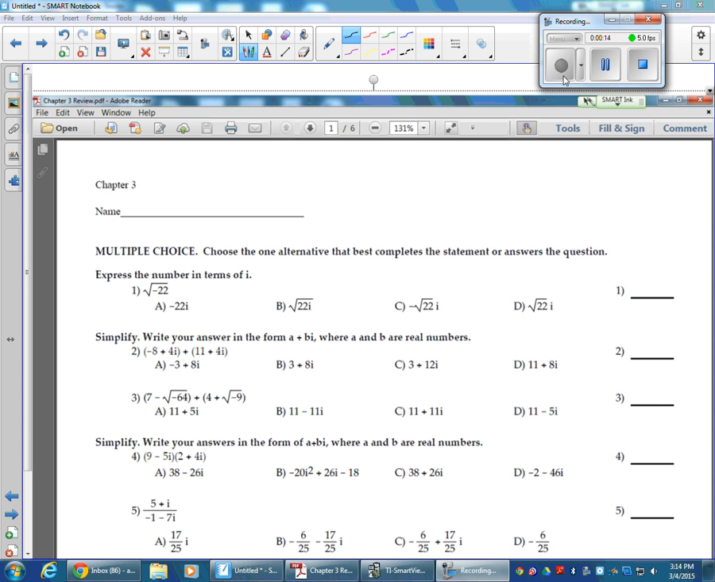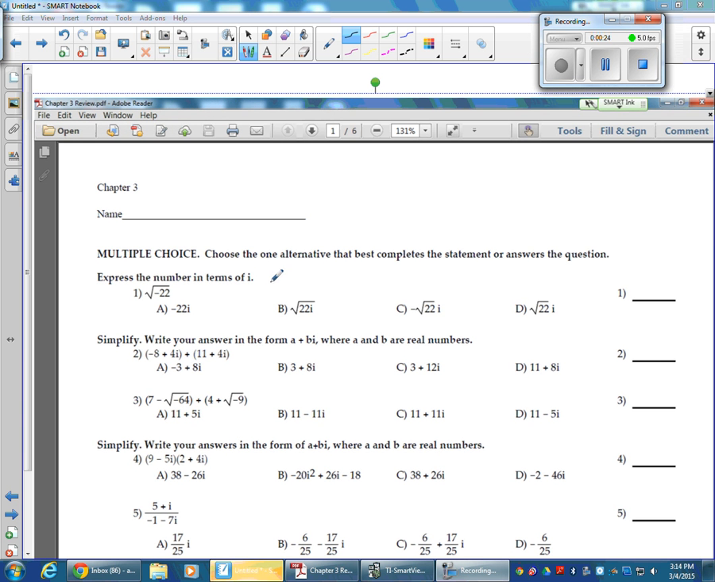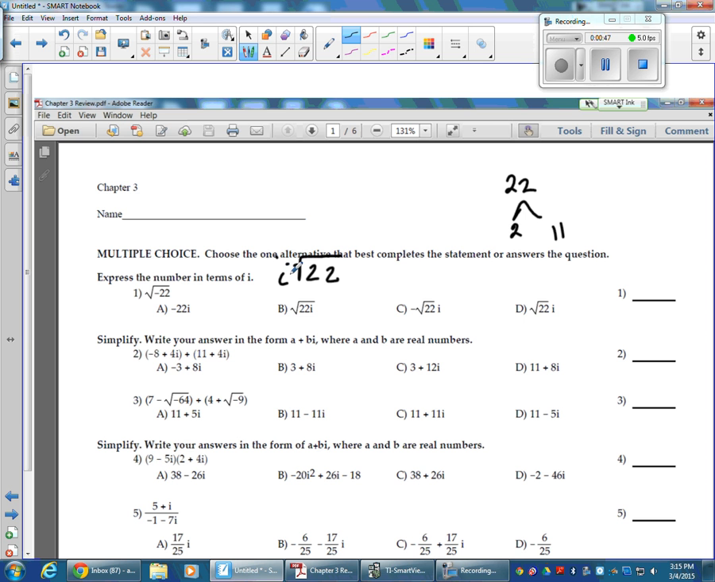The first question asks us to express the number in terms of i. If we have a negative underneath a square root, we can take that to the outside, so that puts an i on the outside. And then we look at what's underneath, which is 22. If you think about the factors of 22, it's 2 and 11, which are both prime numbers. So there's nothing that has two of the same factors that can be taken out. So underneath, I'm just going to leave 22. So it's i square root of 22, or the square root of 22 i.